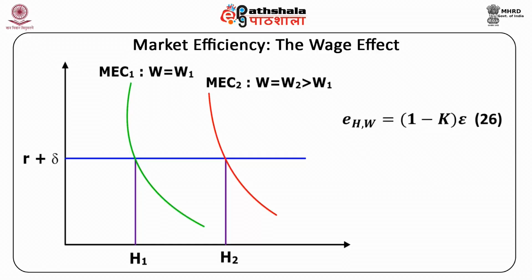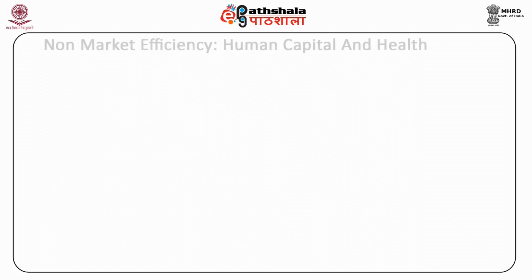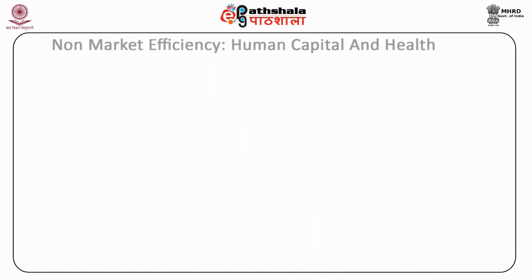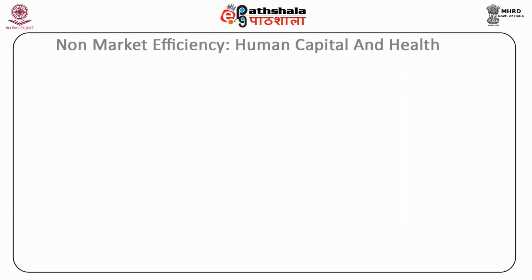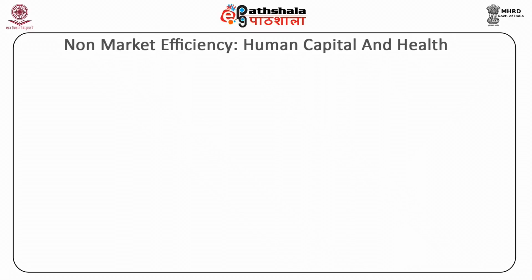EHW is equal to 1 minus K into epsilon. Equation 26. The elasticity of health demand with respect to wages is large with an increase in the share of medical care in gross investment and if the elasticity of MEC is large. Non-market efficiency, human capital and health. In this section, we will study the impact of education to test the claim that more educated individuals are efficient producers of earnings. That is, education increases non-market productivity.